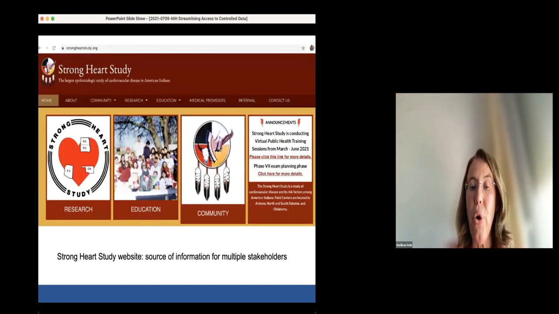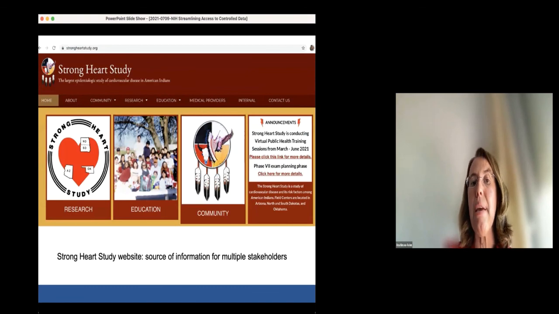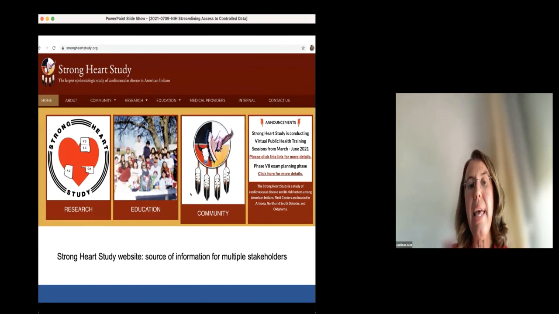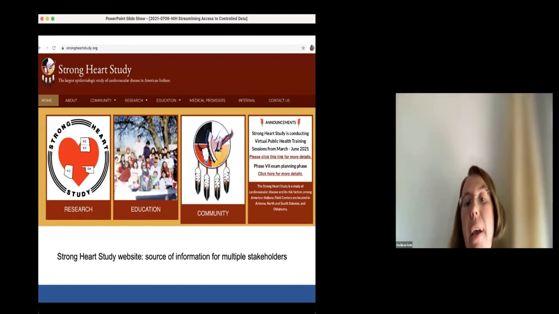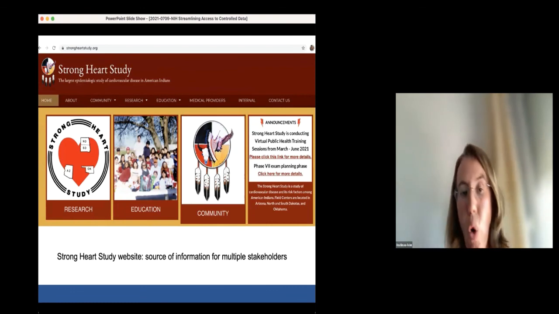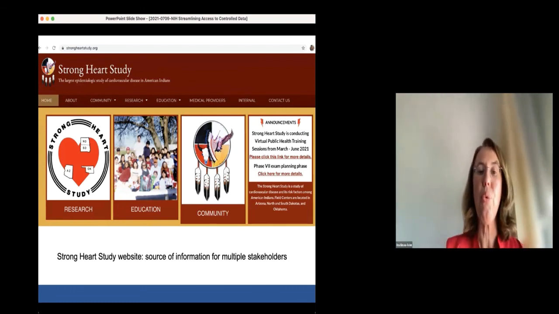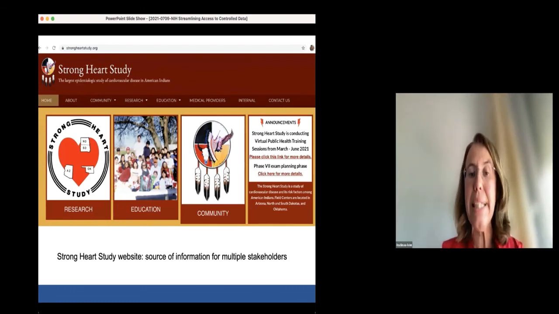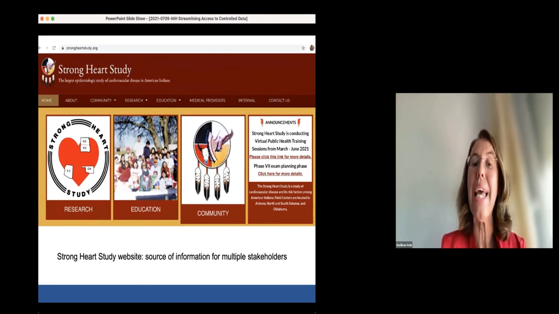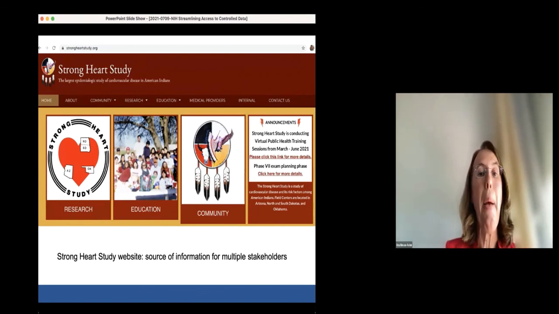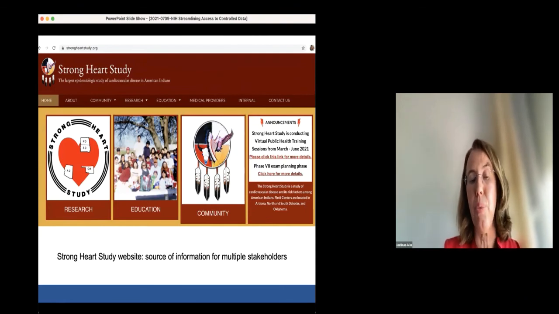This work is possible through the very strong work from the Strong Heart Study. And this is the website where all the information is very easily found about all the data that is available, with a really high level of detail and information, and especially all the information on how to get approval. Anybody is invited to participate, but we need to follow the rules that the tribes have set in place.